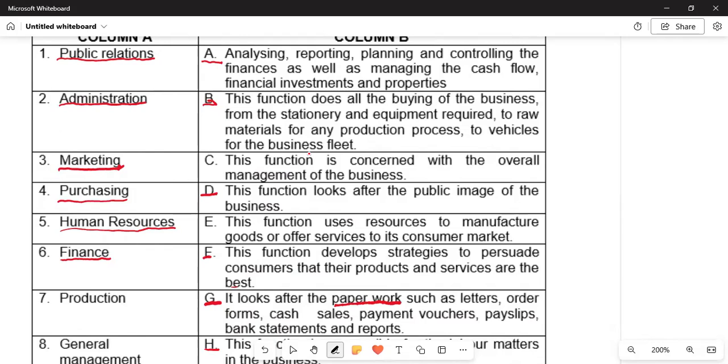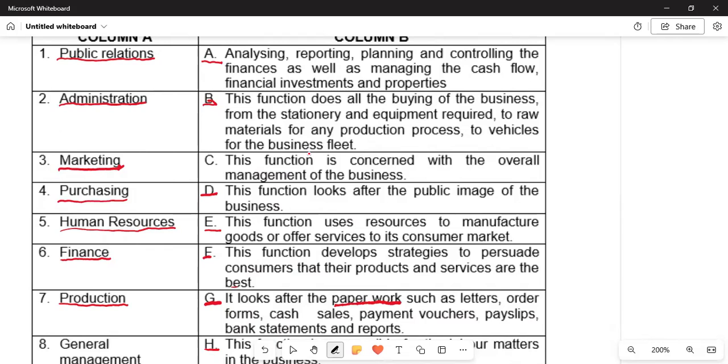Now we come to production. Remember, we have said for a business to run smoothly and successfully, this is a very important function, because production is the heart of the business. You cannot market if there is no production. You cannot have that finance function if there is no production. So now let's see how it's going to mesh with production. Let's go to E. This function uses resources to manufacture goods or services for its consumer market. That is the correct answer.